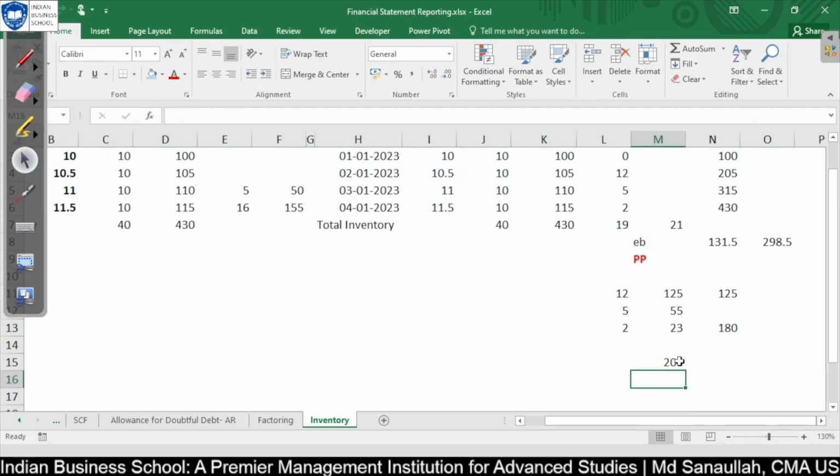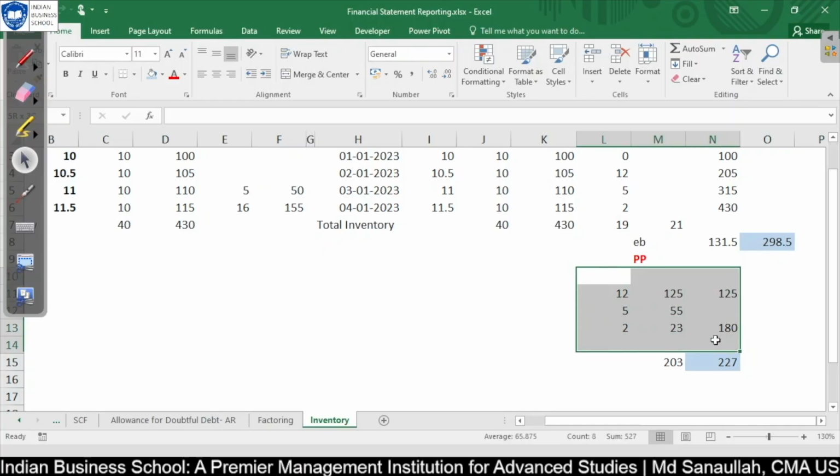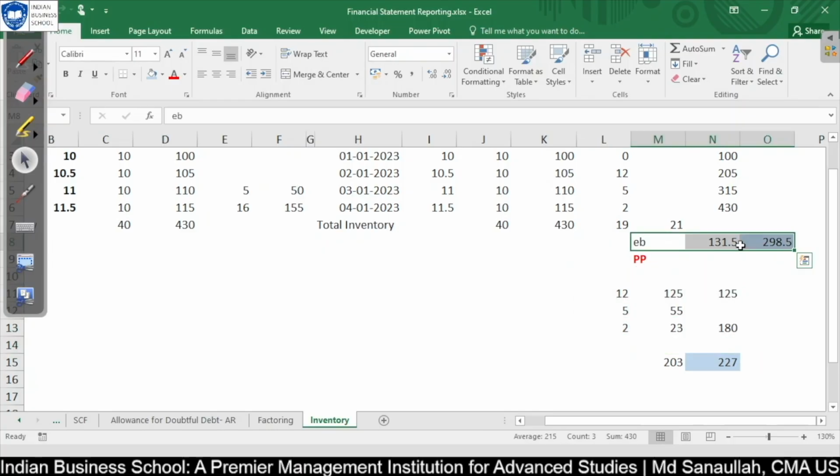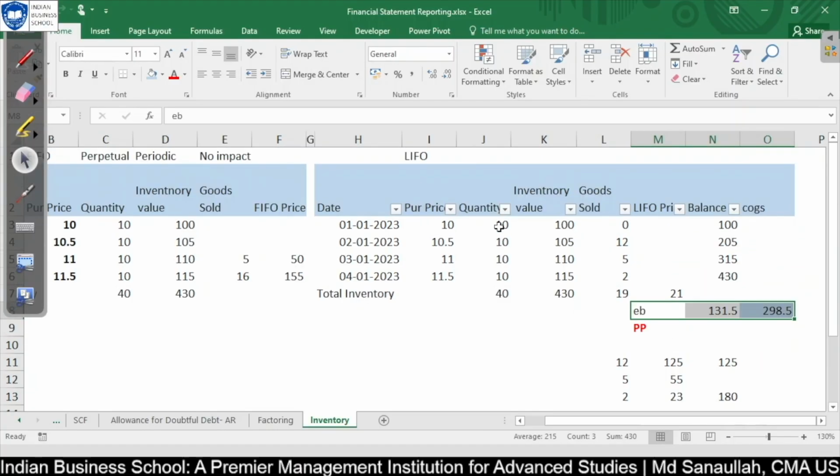So let's see how much this total value is. 203. Perfect. So the total price was 430 minus 203. You can see the difference. So this is the difference coming between these two methods. This one is based on periodic, this one based on total period cost. So he is considering all the total quantity and then reducing 19. He is reducing from these two costs.